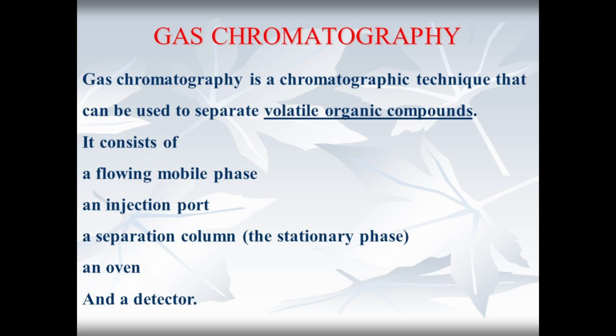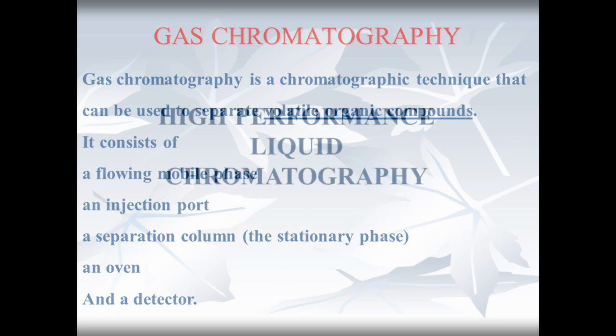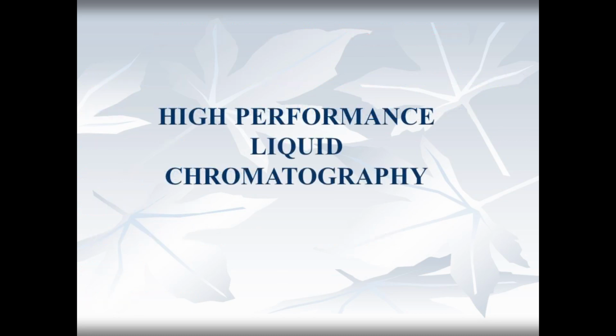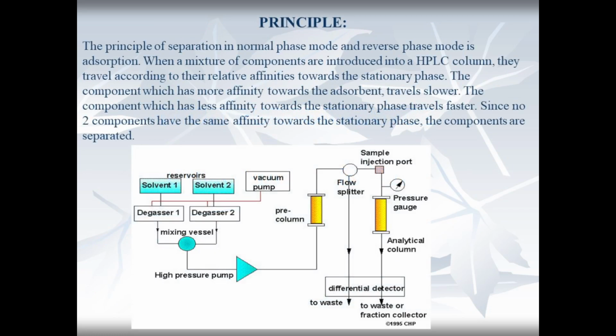It consists of a flow of mobile phase, an injection port, a separation column, that is the stationary phase, an oven and a detector. The last one is high performance liquid chromatography.